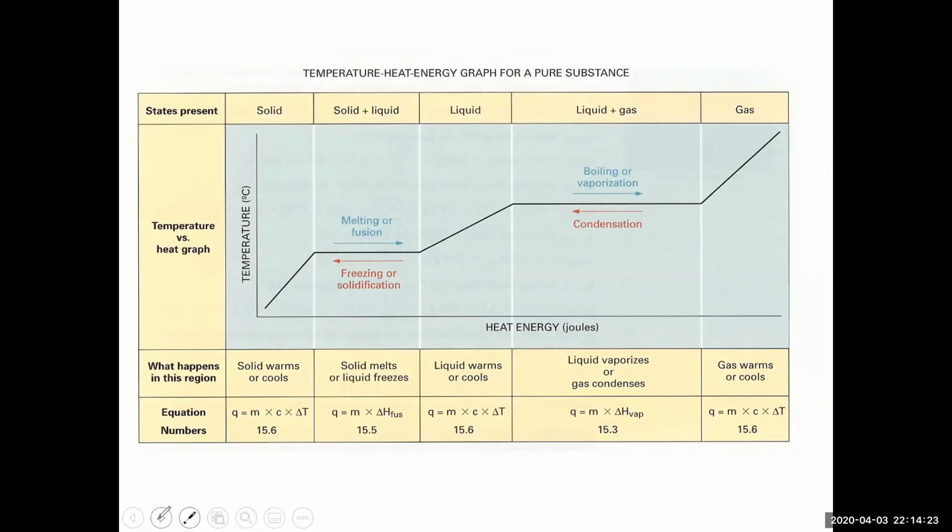So here we see the temperature heat energy graph for a pure substance. Again, temperature is your y-axis, and the heat energy in joules is your x-axis. We see at this point, the lower consistent temperature, as we're increasing the amount of heat energy, so we're moving to the right of the curve, this is where melting or fusion is occurring. If we were reducing the amount of heat energy, we're actually moving to the left of the curve, and at this point, freezing or solidification is occurring.